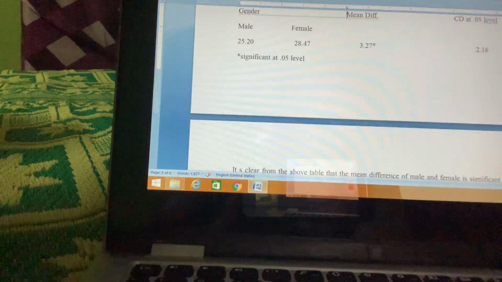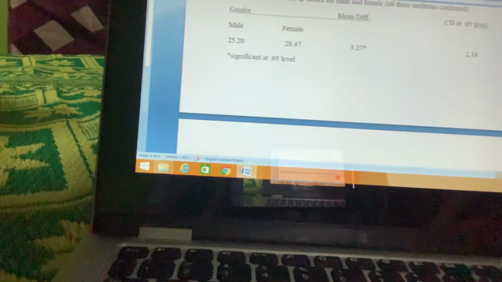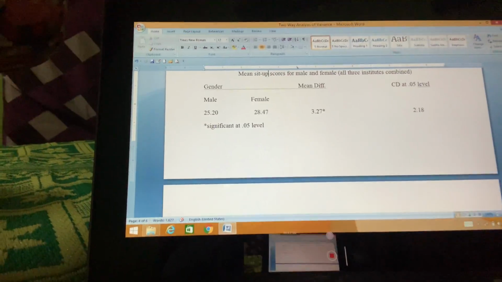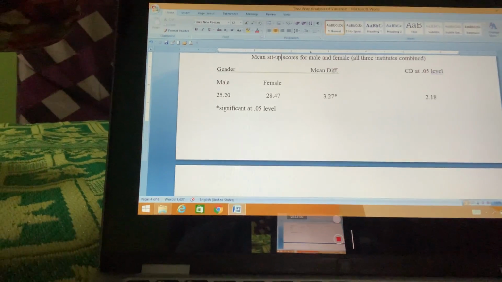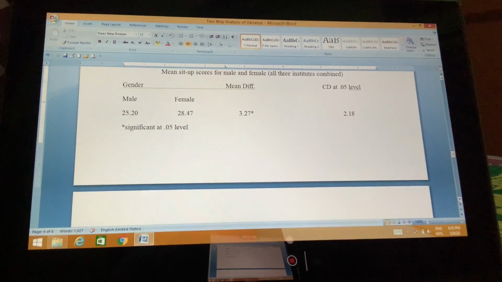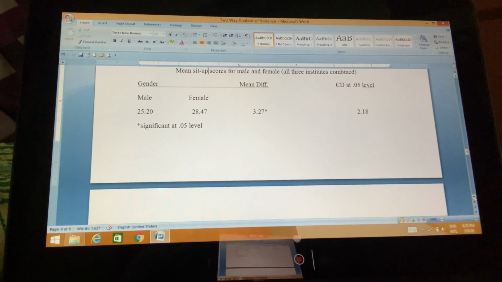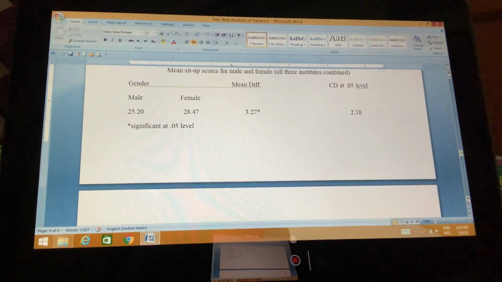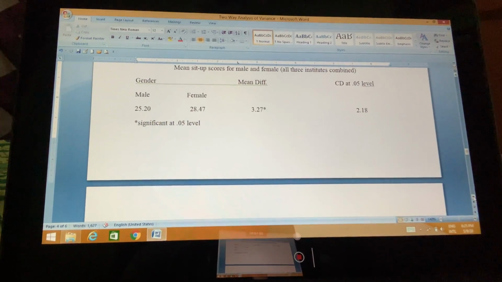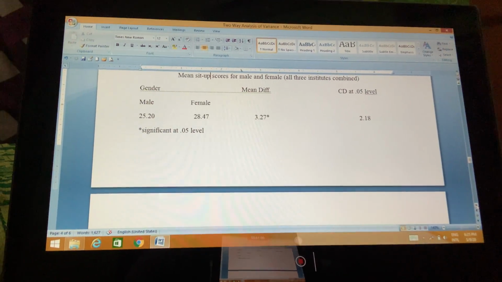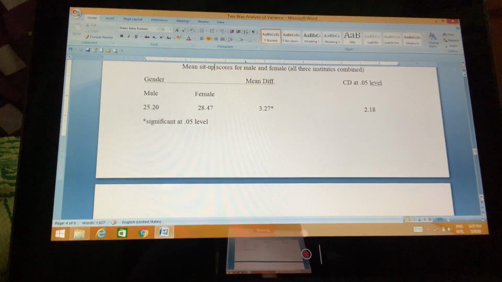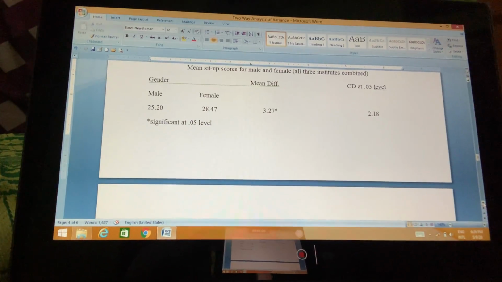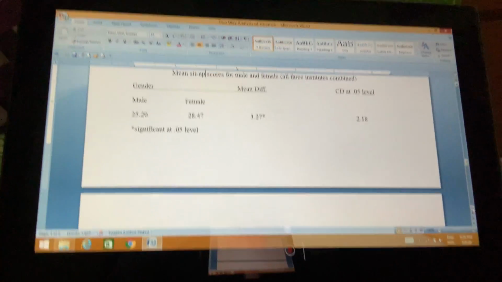Now we will be writing the means in this order. So you have for each and every thing, I mean to say for row, for column and for interaction, you have to write them separately. Now here for male female there are 2 means and mean difference is 3.27. Now CD is 2.18, because the difference of mean is more than the CD value. In that case the difference of mean is significant.